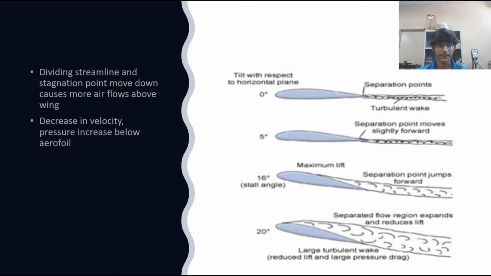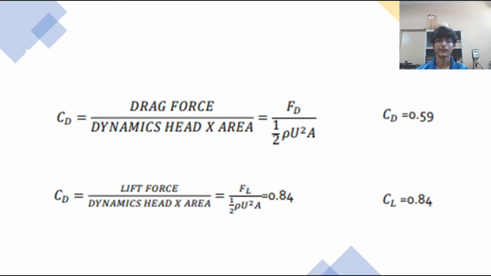The dividing streamline and the stagnation point will move down, causing an increase in airflow above the wing and a decrease in velocity below the aerofoil. According to Bernoulli's theorem, a decrease in velocity causes the pressure to increase. So when the pressure below the aerofoil is higher than the pressure above the aerofoil, lift force is created in this way. As we can see on the diagram, this is the effect of the angle on the lift. These are the formulas used for drag force and lift force. The coefficient CD contains all the complex dependencies and is usually determined experimentally.